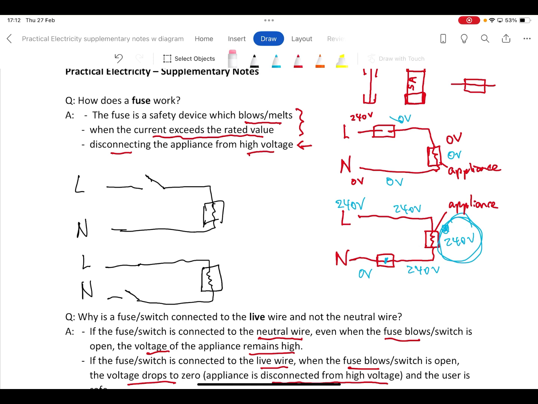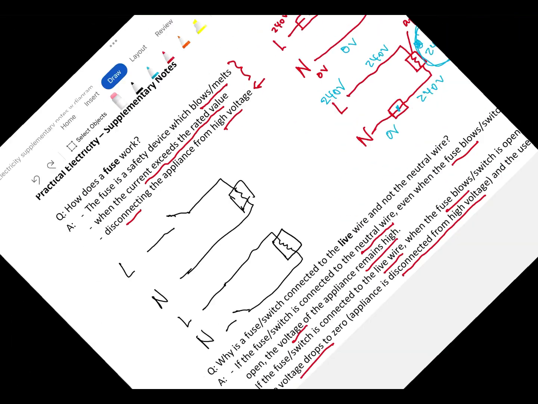So if the switch is in the neutral wire, what will happen? When the switch is open, there's no current flow, no problem. You don't sense anything. I open the switch, it's not working. I close the switch, current flows, it's working, no problem. But one day, when you open the switch and then unplug the appliance to repair it, the switch is off, but the appliance is still at high voltage. You touch the live wire, you get an electric shock. You understand what I'm saying? There's no current flow, but the live wire is at high voltage.